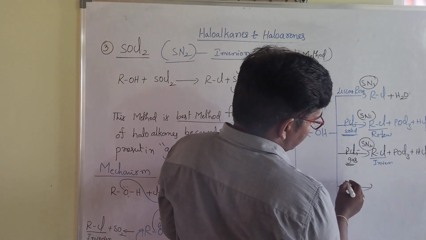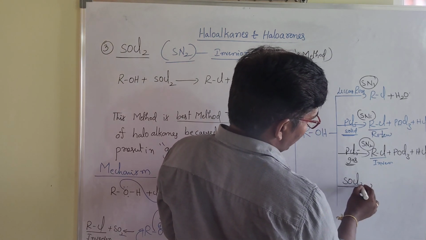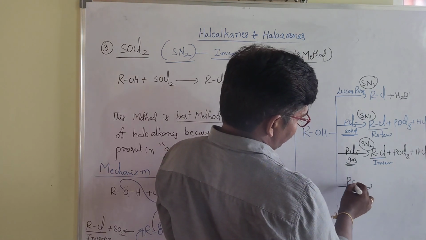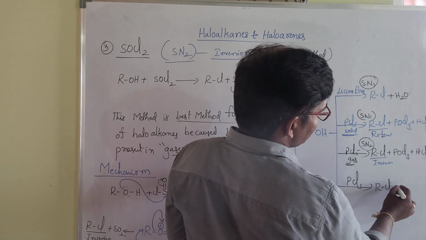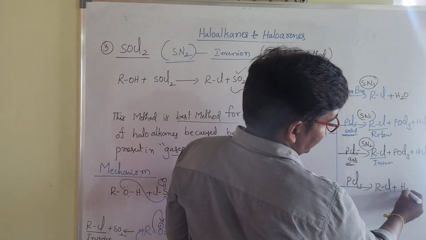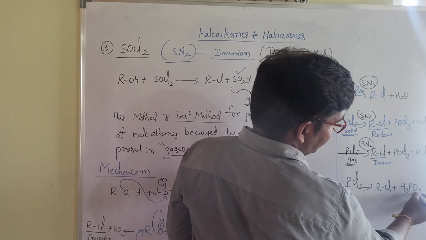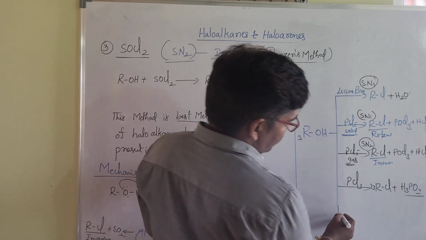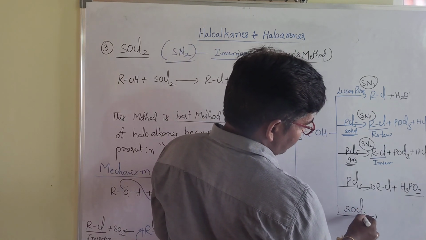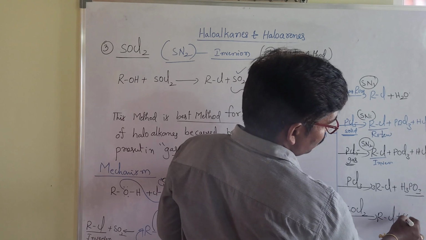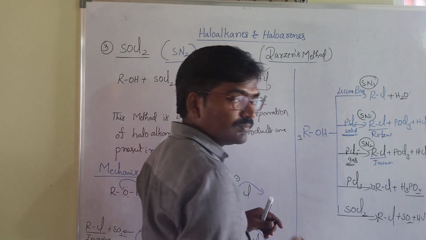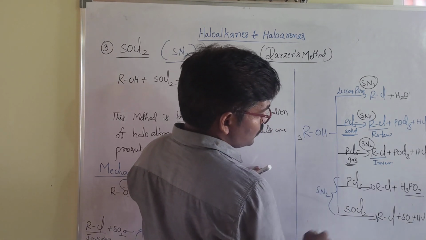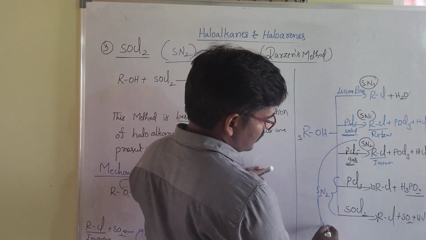Next, one more is there. If you use PCl3, first, if you take PCl3, then R-Cl plus H3PO3 will be formed. So here 3 moles of product will be formed if you use 3 moles. Then the last one, SOCl2: R-Cl will be formed plus SO2 plus HCl, like this. So even these two are SN2 mechanism, and wherever the SN2 mechanism is there, inversion configuration will be formed.